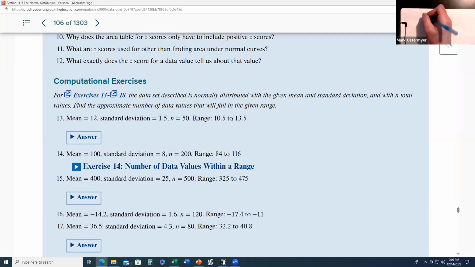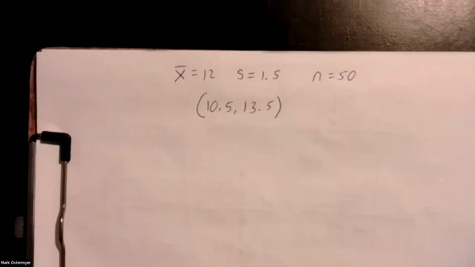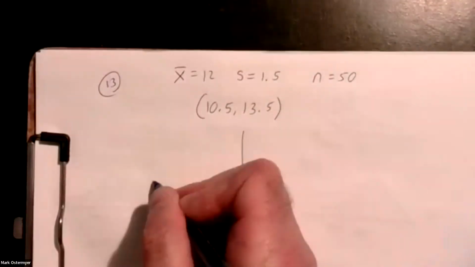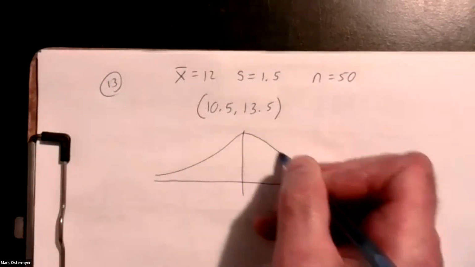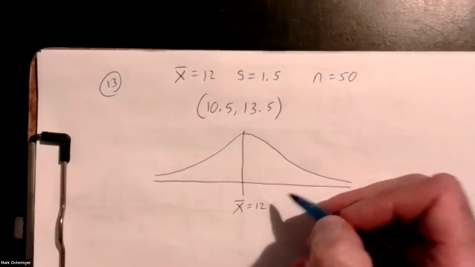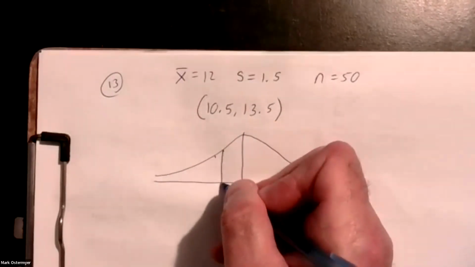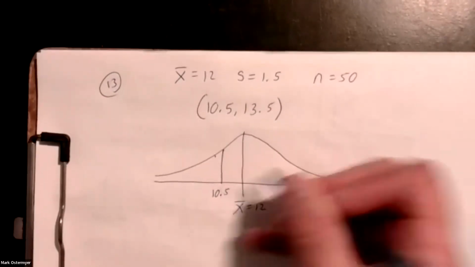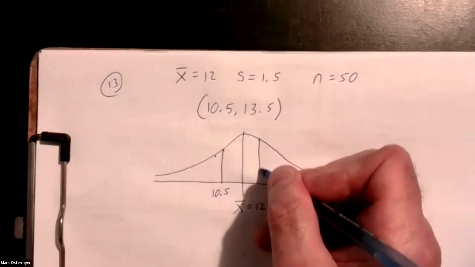All right, so we know the mean of this distribution, x bar, is 12, the standard deviation, lowercase s, is 1.5. They indicate that there are 50 observations, and of the 50 observations, how many fall within the interval of 10.5 to 13.5? You can even draw a picture of this normal distribution. The mean is right in the middle, which is 12. 10.5 is less than 12, so that's going to be down around here, and 13.5 is greater than 12, so I'll put it over here about.